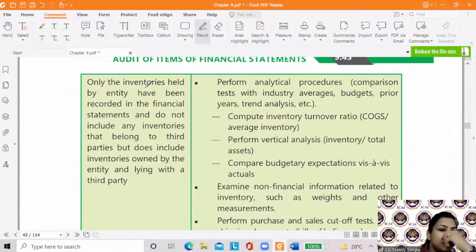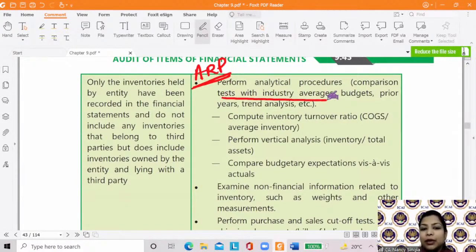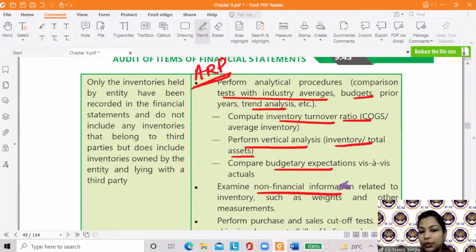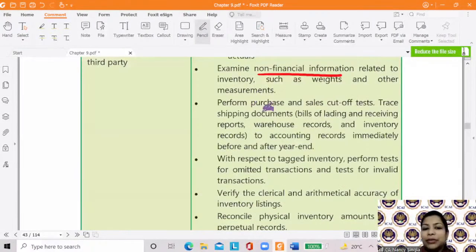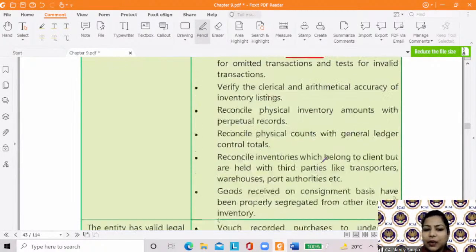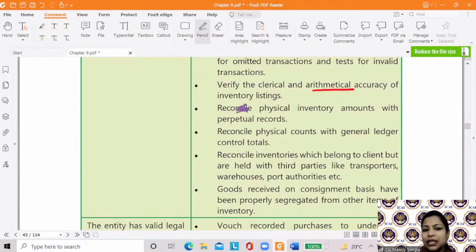ठीक है? Then with respect to analytical review procedures, कौन से calculations comparisons हो सकते हैं, तो जो ARP थे वो सब हो सकते हैं. देखो, compare with the industry averages, budgets, trend analysis, इन्वेंट्री टर्नओवर रेशियो कर लो. वर्टिकल एनालिसिस, नथिंग बट इन्वेंट्री बाय टोटल एसेट्स, बजट से कंपेयर कर लो, नॉन फाइनेंशियल इंफॉर्मेशन से कंपेयर कर लो, परचेज सेल कट ऑफ कर लो, डॉक्यूमेंट, वेयरहाउस रिकॉर्ड, सब कुछ चेक कर लो. टैग्ड इन्वेंट्री अगेन, अरिथमेटिकल एक्यूरेसी चेक कर लो, रिकंसाइल कर लो फिजिकल इन्वेंट्री को विद द रिकॉर्ड्स, जनरल लेजर में कितना आ रहा है. ठीक है?